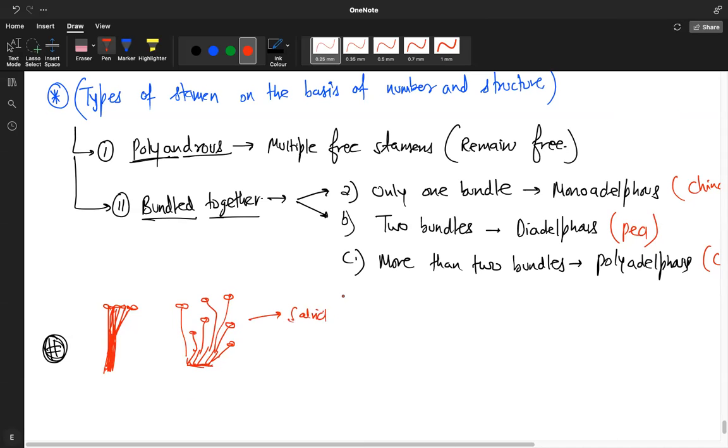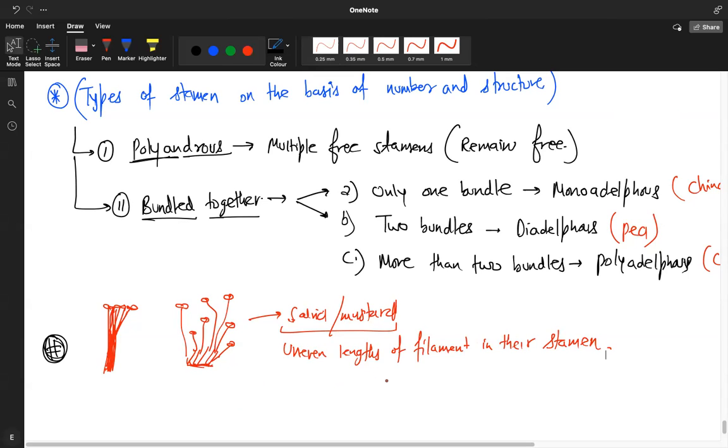So you can write down: salvia and mustard have uneven length of filaments in their stamen. Okay. Anything else that we might have missed? Any other thing they have talked about salvia and mustard? I think this is the only thing that is asked in entrances. It's an example of uneven length filaments.